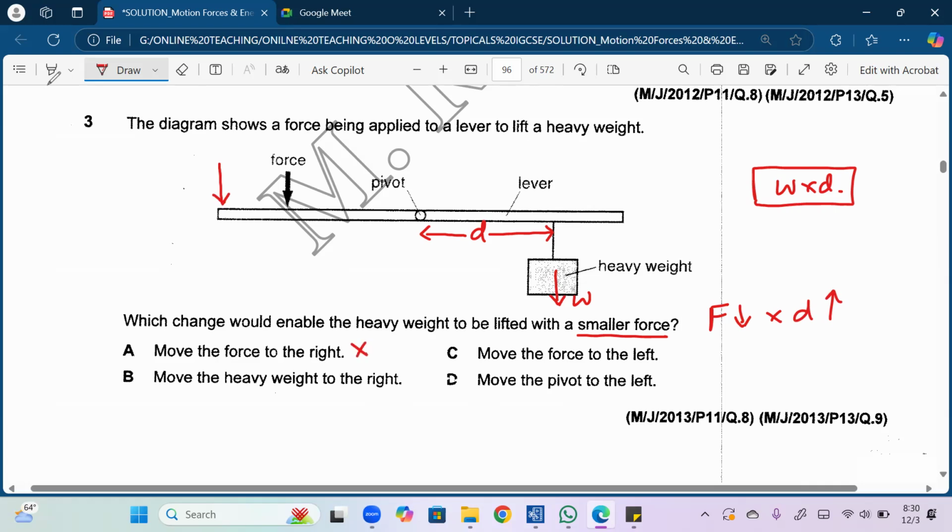Move the force to the right? No, this is not the right answer. Move the force to the left? Yes, this is the right answer. So the answer would be C. Move the pivot to the left? We cannot change the pivot. A pivot is a fixed point about which rotation occurs.